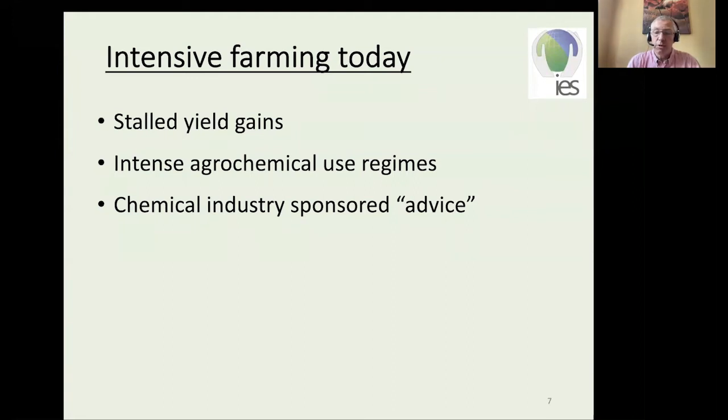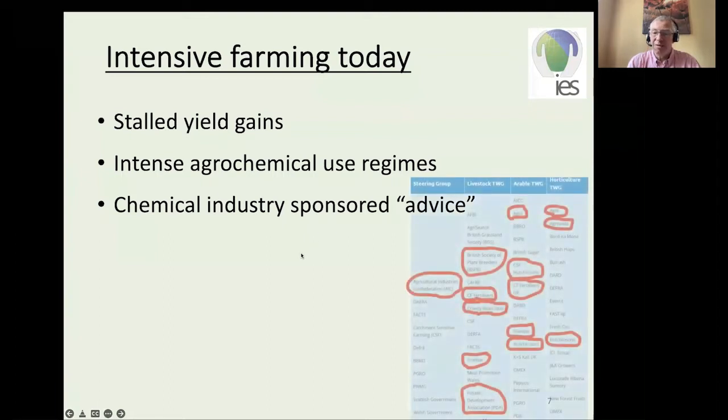As for fertilizer use, the Bible of nutrient planning in the UK is RB 209, the official nutrient management guide. It's based on scientific research sponsored or conducted by the fertilizer industry. This is the current RB 209 steering group, and I've outlined the chemical industry bodies in red. Compliance with RB 209 is considered best practice by regulators and industry, despite promoting considerable fertilizer use.